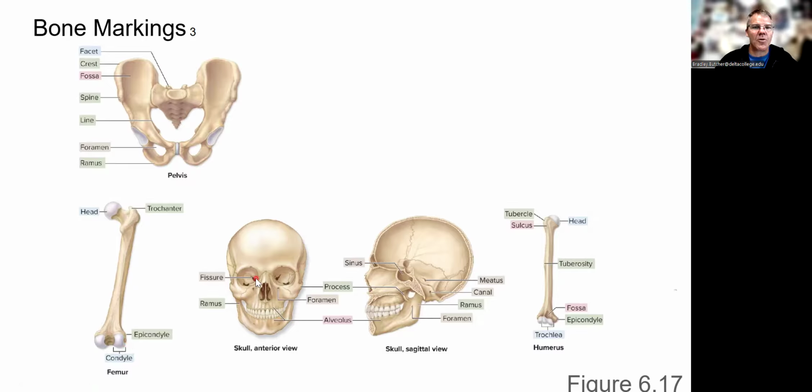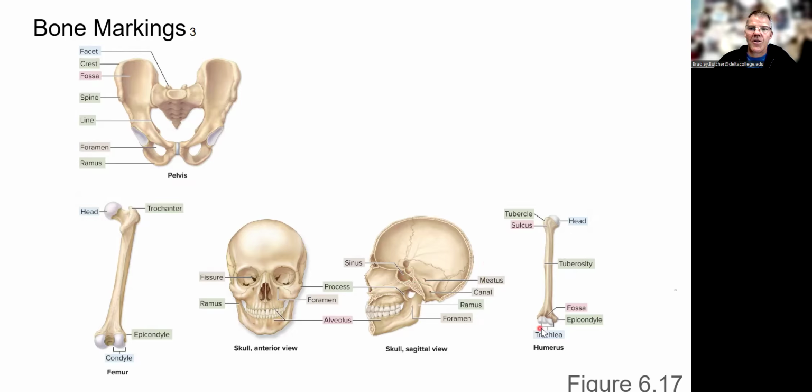In the skull, we have lots of openings. So we have a fissure here, this another ramus right here, coming down on your mandible is a ramus, similar to this ramus here. You see a process that sticks out kind of on the lateral portion of your head. Another foramen, kind of around the eye socket. The sinus, again, the sinus is a depression or a cavity. This meatus right back here allows for where our ear is, and then you have a canal back here for blood vessels and nerves to get in and out of the head.